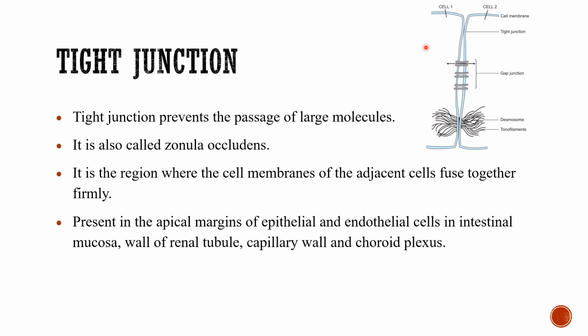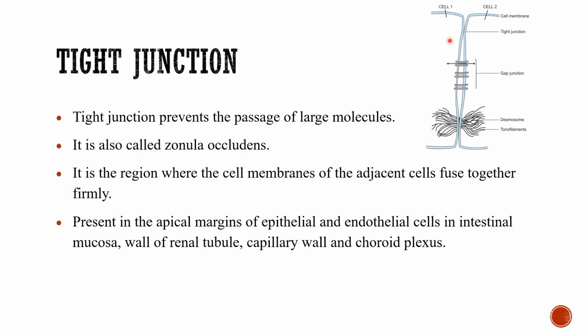It can allow small molecules from one cell to the other cell, but it acts as a barrier for larger molecules. Where are these tight junctions present? As you can see here, the tight junctions are present in the apical region of intestinal epithelial cells and in the renal tubules. They are also present in the capillary endothelial cells, in the choroid plexus, as well as in the endothelial cells, for example, in the retina.